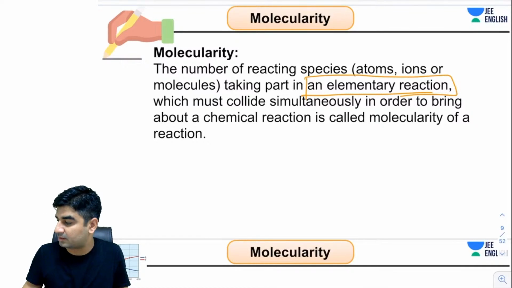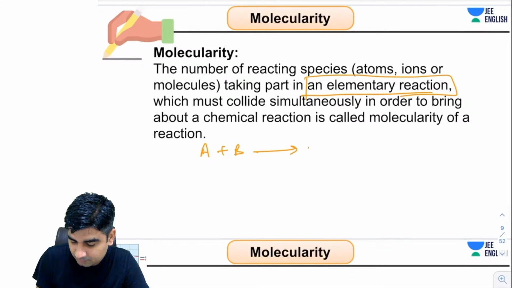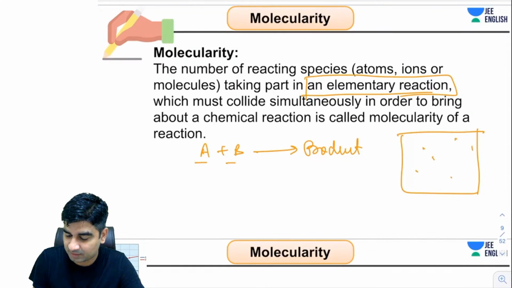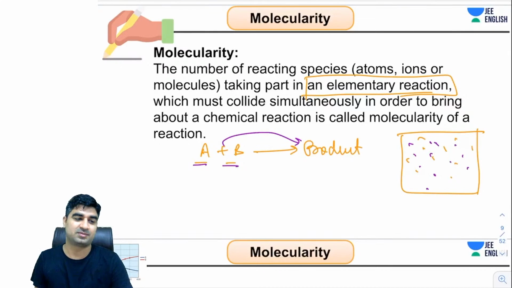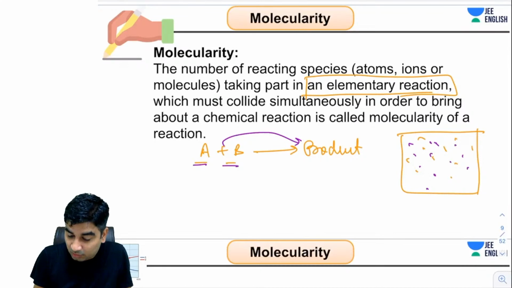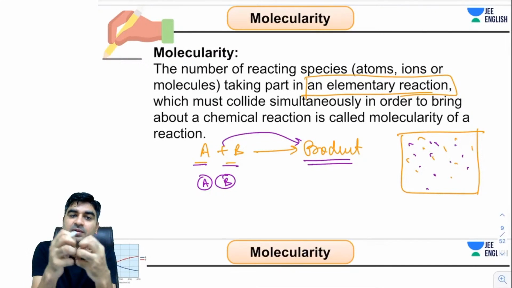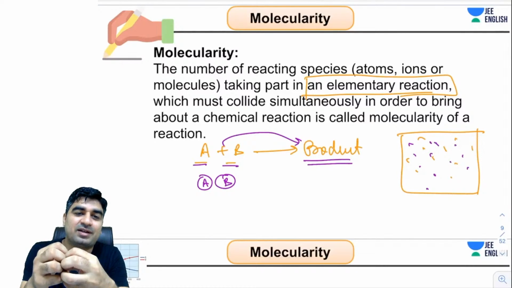So now what is this simultaneously? Tell me. Suppose two molecules are colliding. Now let me write A plus B giving product. So A and B, suppose you have taken them in a container. This is A, and let me take some different color for B. This is B. Now A and B are combining, and on combination they are giving you products. So what will happen? In order to form product, at least A and B have to come close to each other, and when they come close to each other, they will basically collide. So if two particles or two objects are colliding, that will always be simultaneous.